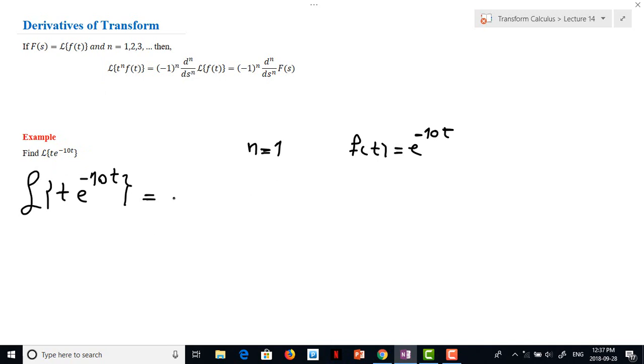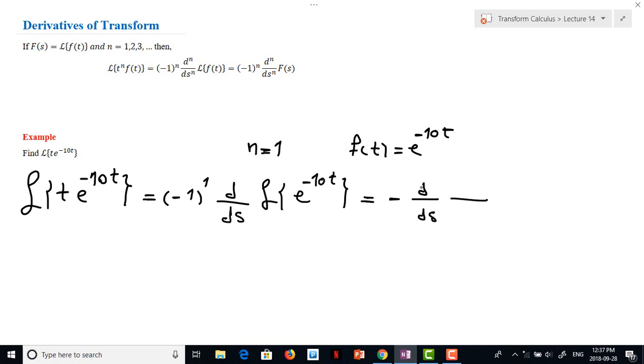So based on definition, we have minus 1 to the power of n, which is 1, times d over ds, the first derivative because n is equal to 1, times the Laplace transform of f(t), which is e to the power of minus 10t. So it's equal to minus d over ds. If you look at the table of Laplace transform, you can see that the Laplace transform of e to the power of minus 10t is equal to 1 over s plus 10. So we have to find the derivative of this function.